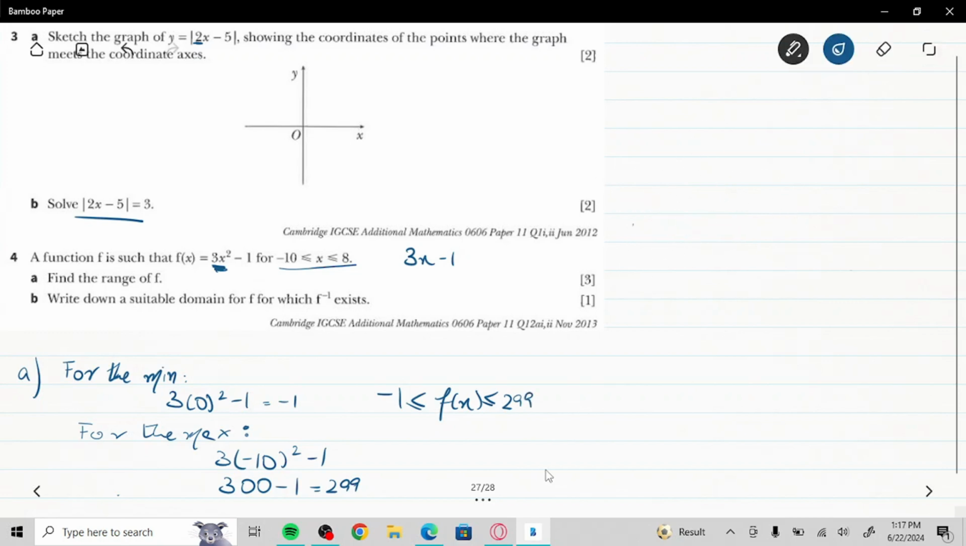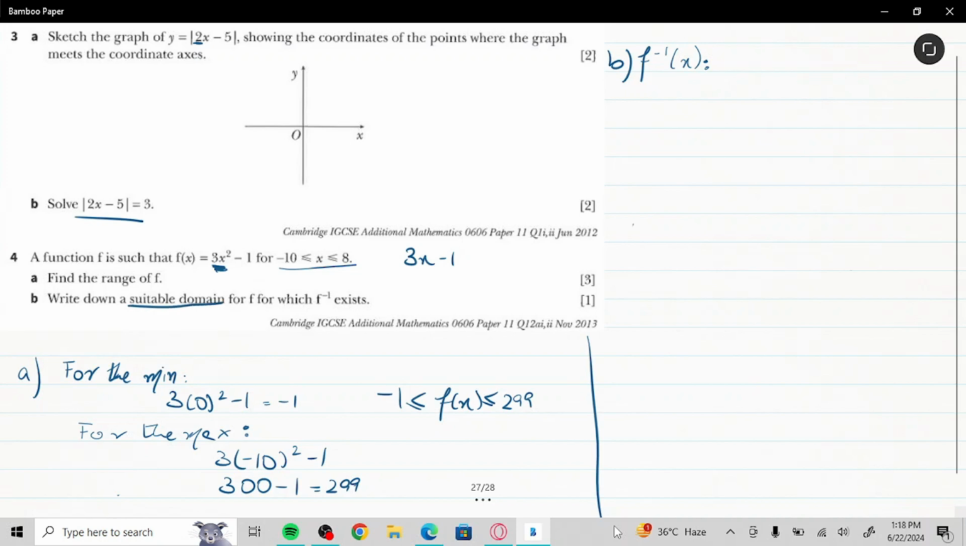It's really that simple. And what is in our next question? We have to write down a suitable domain for f for which f inverse exists. They have asked us to tell a suitable domain for which f inverse has some value and is not giving out a math error or something like that. So in order to understand the question, we first have to find the inverse. If we know the inverse, then that will allow us to find the most suitable domain for it.